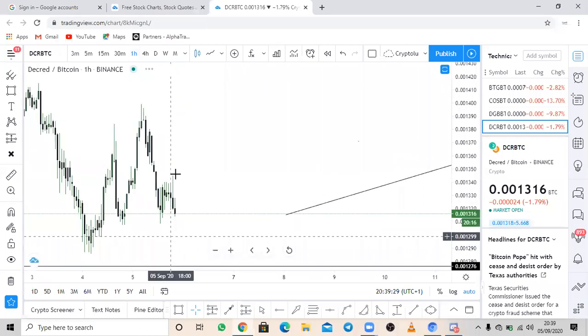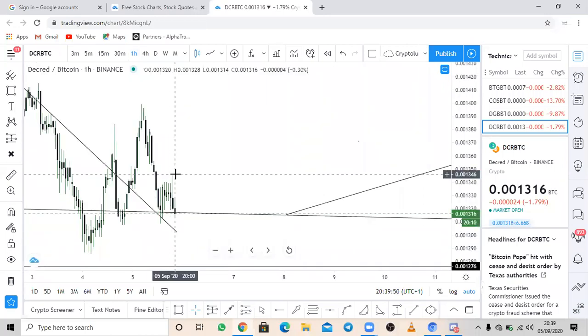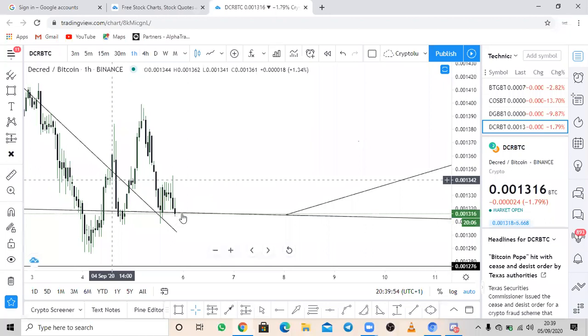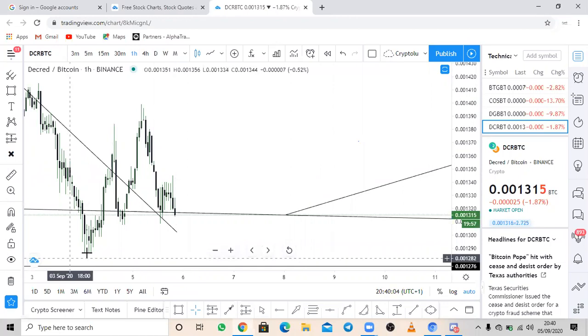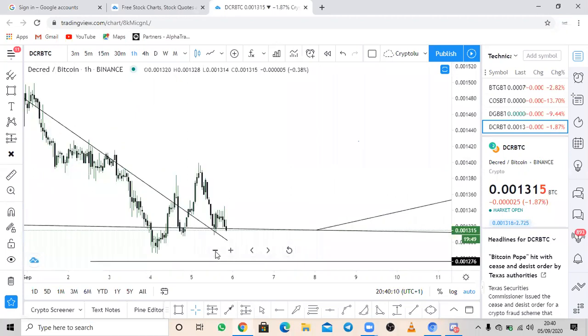Okay. So for this, I can place my entries here, place my stop loss around here. And I know that if my stop loss is triggered, then I'll look for a new entry.